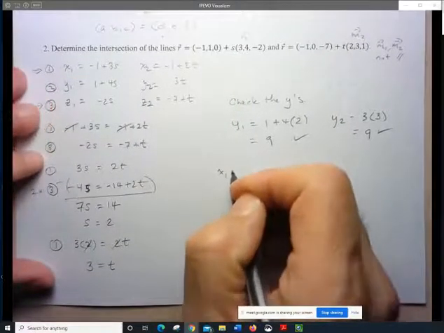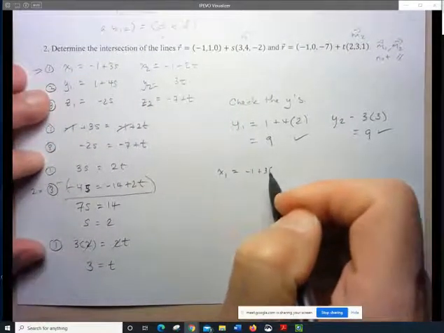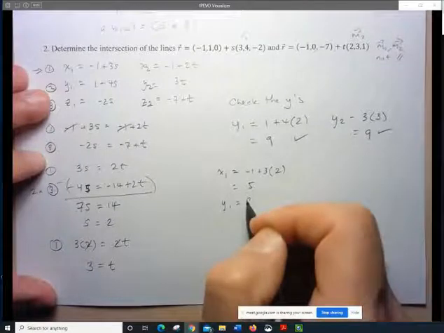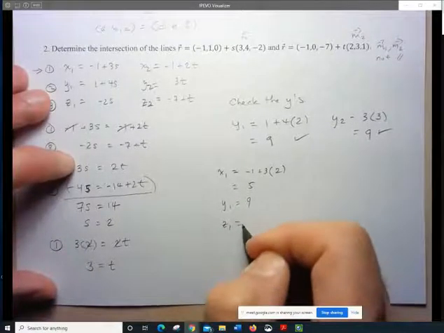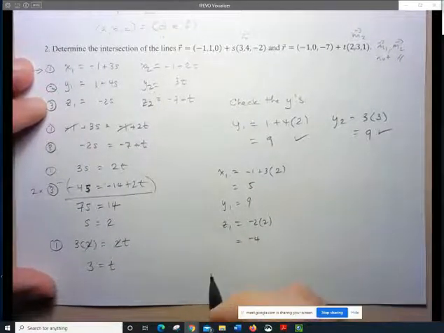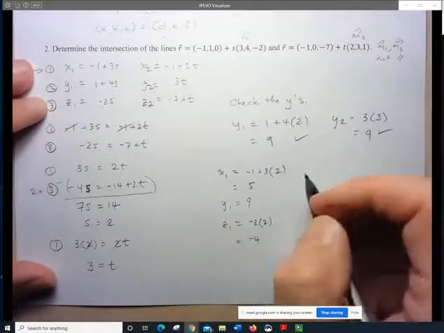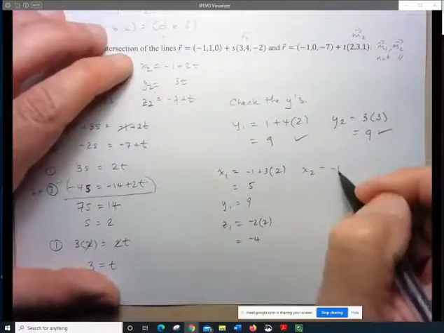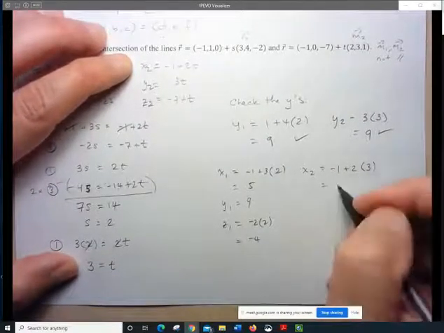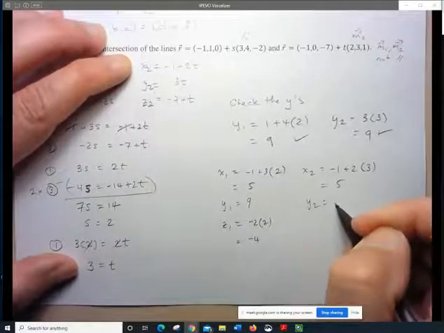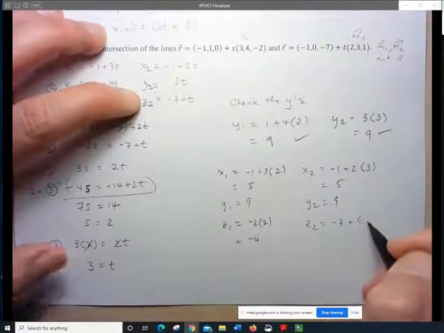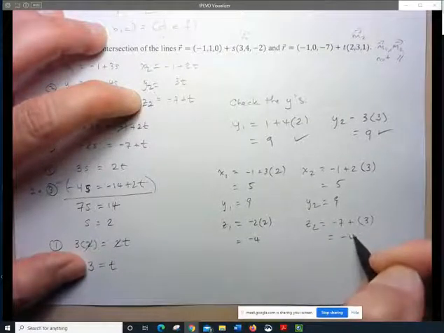So let's check x1. We have negative 1 plus 3 times s. So negative 1 plus 6 is 5. y1, well, I'm not going to check that again. We already checked that. And then z1, we have negative 2s. So negative 2 times 2, negative 4. Okay. And of course, folks, make sure you're checking my arithmetic here. So let's do x2. Negative 1 plus 2 times t, which is 3. And that's negative 1 plus 6 is equal to 5. So I'm good. I like that. y2 we already checked is 9, and z2 is equal to negative 7 plus t. Negative 7 plus 3 is equal to negative 4.